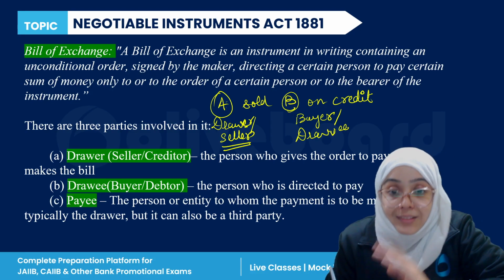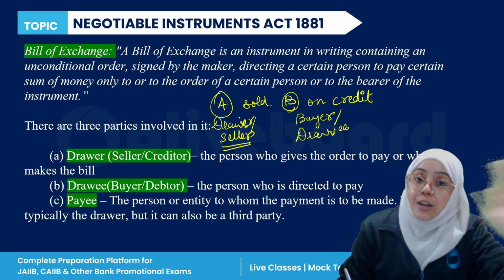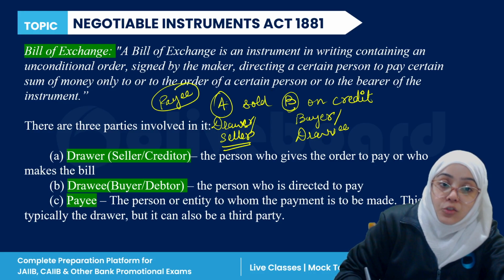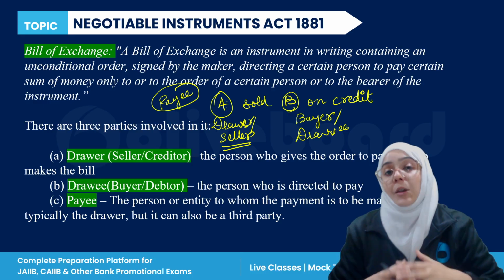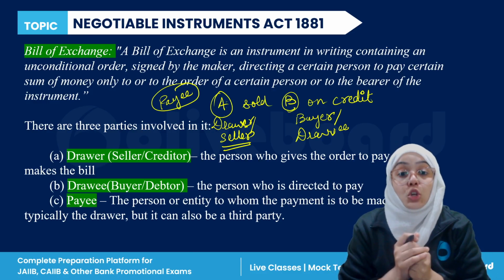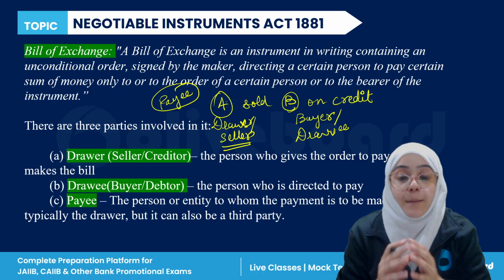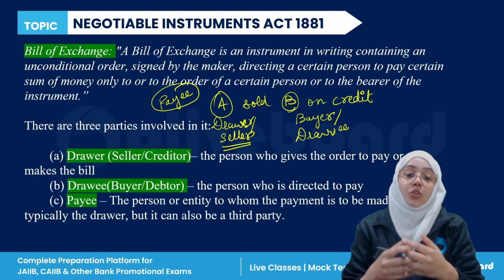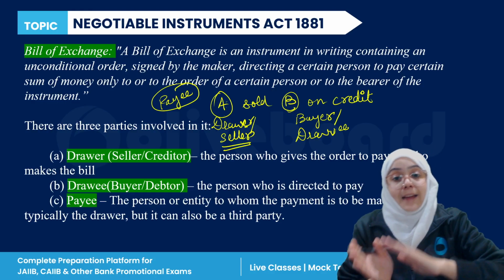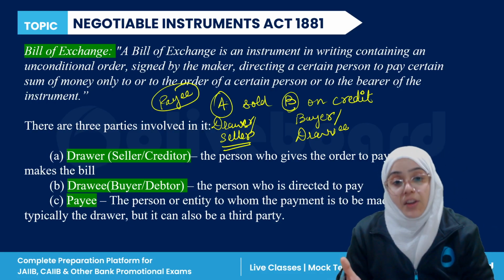Because A is the holder of the bill of exchange, A is entitled to receive the payment. So, in this case, A is also called the payee. Technically, there are three parties in a bill of exchange: the payee, the one who is entitled to receive the payment; the drawer, who is actually making the bill of exchange and is also the seller; and B, the buyer, who is also the drawee. Here, payee and drawer can be the same person, or they can be two different persons.